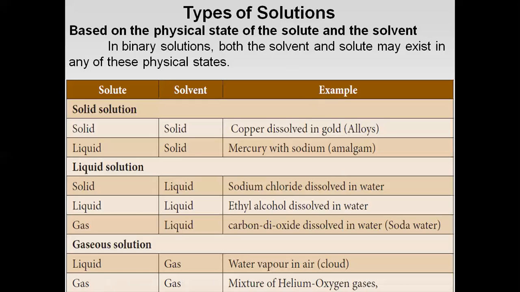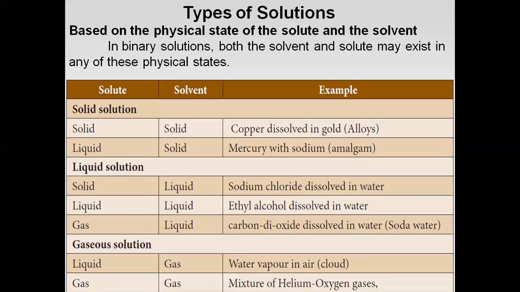So these are the types of solutions based on the physical state of the solute and the solvent. Based on the physical state there are three types, that is solid solution, liquid solution and gaseous solutions. So these are some of the examples for the solid, liquid and gaseous solutions.